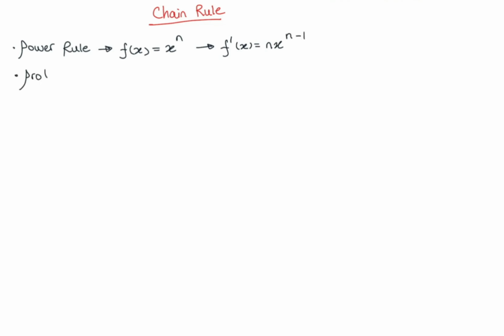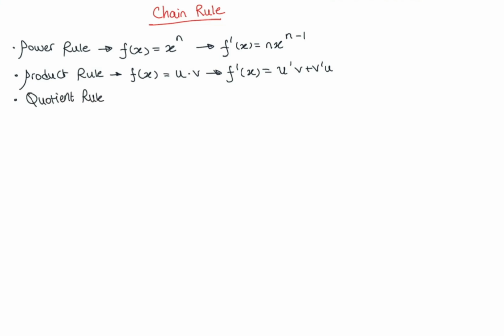We also covered the product rule, where we had two components multiplied by each other, which we denoted as u times v. The derivative of it was u prime v plus v prime u. We also did the quotient rule, where we had f of x equals u over v. U is the numerator and v is the denominator, and f prime of x of it was u prime v minus v prime u over v squared.